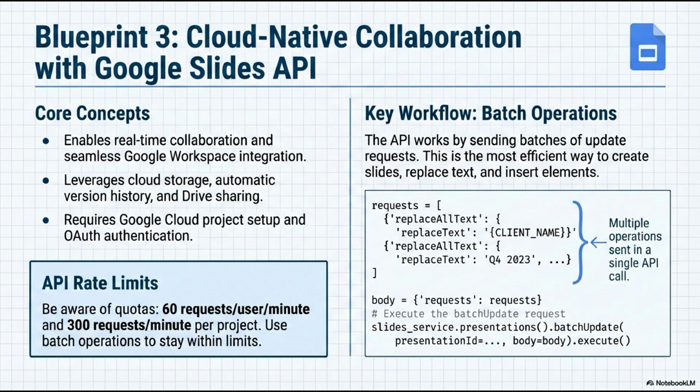And speaking of efficiency, the Google Slides API does have rate limits: 60 requests per user per minute and 300 requests per minute per project. This is precisely where batch operations become indispensable. By consolidating multiple changes into a single API call, you dramatically reduce your request count and easily stay within these limits, ensuring your automation runs smoothly.